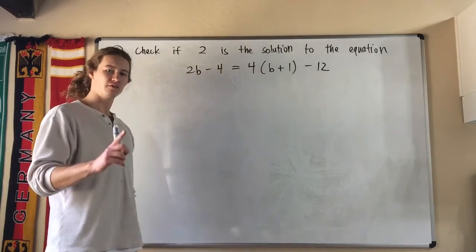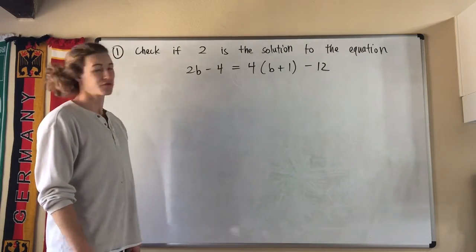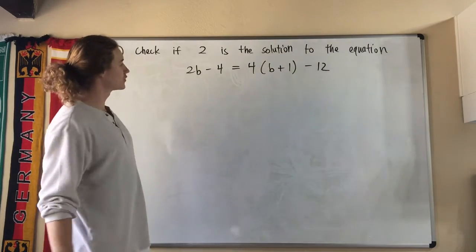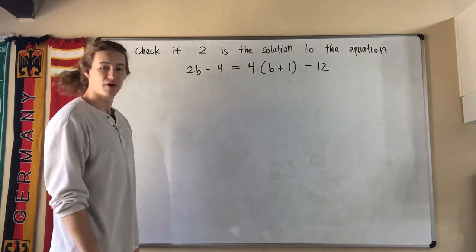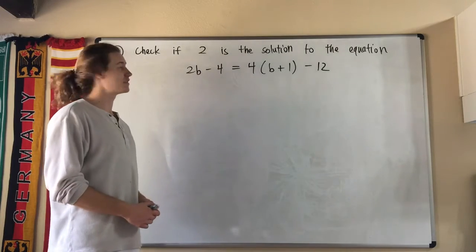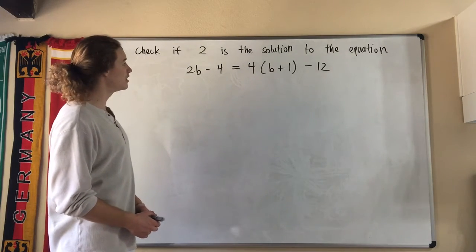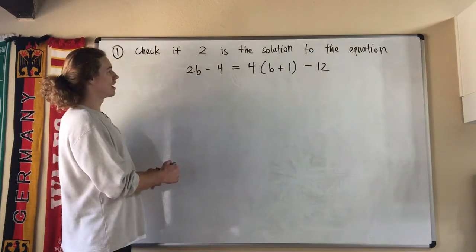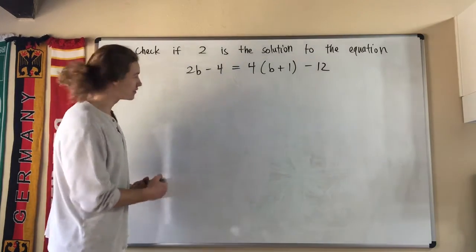All right, this is number 1 from midterm number 2. Let's go through the solution. So it says check if 2 is the solution to the equation 2b minus 4 equals 4 times the sum of b and 1 minus 12. What we need to do for this problem is it's asking us to say if b equals 2, is this equation true? If b equals 2 and the equation is true, we know that 2 is the solution.